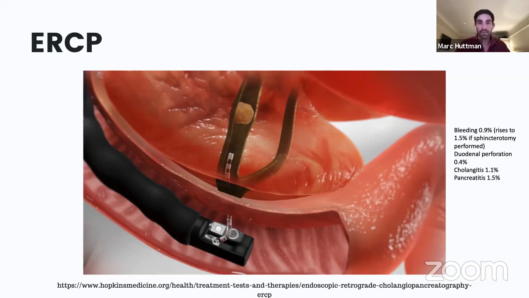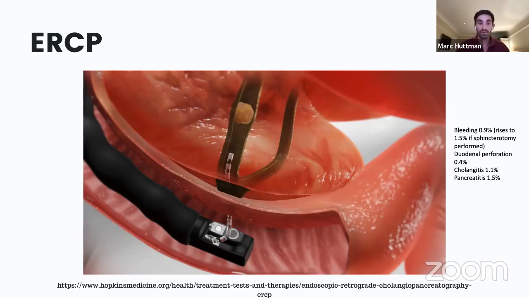So complications of ERCP: bleeding, about 1%, which rises to 1.5% if a sphincterotomy is performed. Now, sphincterotomy is when you make a small cut in the sphincter of Oddi, which means that any obstruction is less likely to reoccur if there's a stenosis around here, or if there's a reason that things can't get through properly. You can cut the side of the sphincter and let that all drain out much better. You have to use monopolar diathermy for that, and therefore it will bleed slightly more.